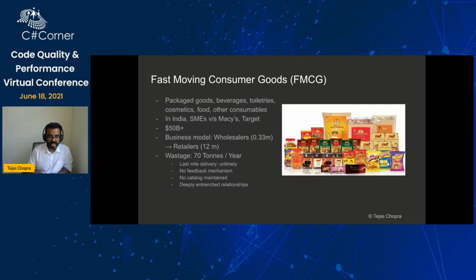There is no feedback mechanism. So if a food item goes bad or is close to getting bad, there is no way for the customer to inform the store from which he or she has bought this that this food is bad, and there's no way to relay that information upstream. There is no catalog maintained. Generally the way that this domain works is they use pen and paper to keep track of the inventory in their store. So there is no technical way of managing the catalog.